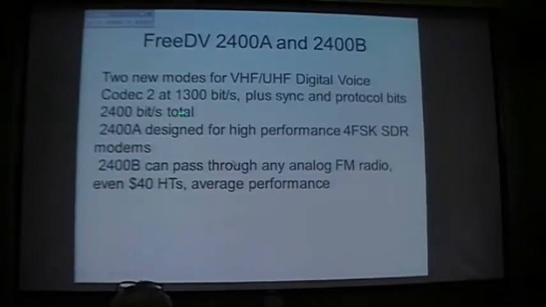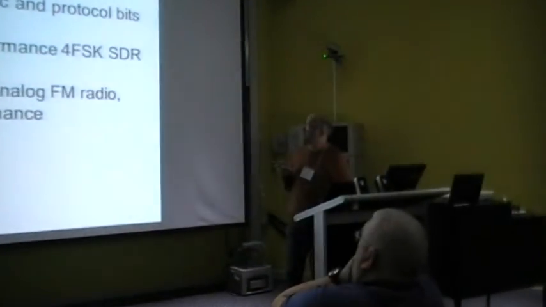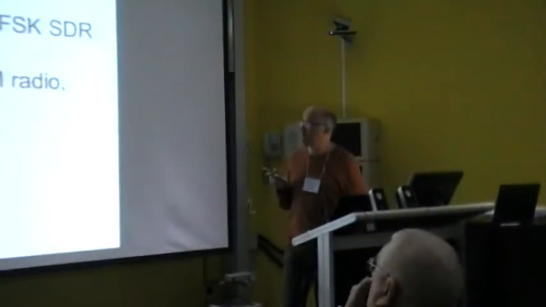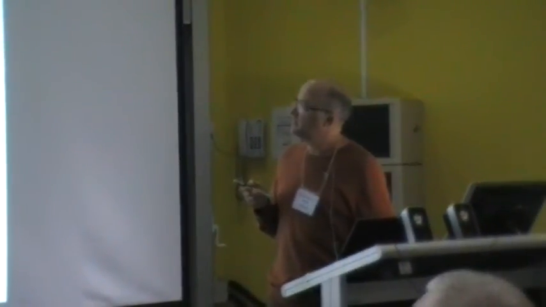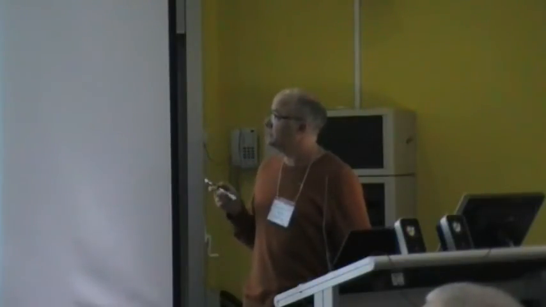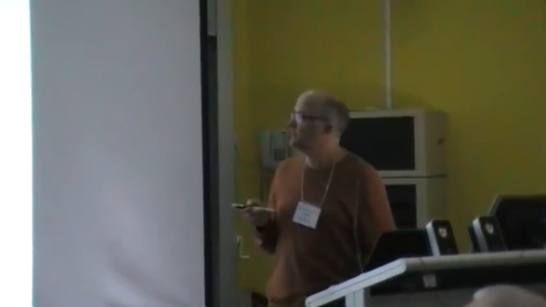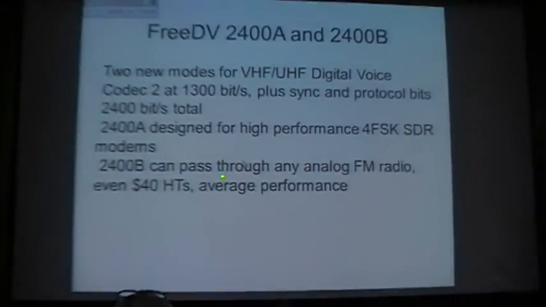That's then expanded out to 2400 bits per second over the channel by adding some synchronisation and protocol bits. And there's also a few spare bits, which I'll talk about in a little while. There's two modes. 2400B is designed for high performance. It uses 4 FSK, so frequency shift keying with 4 different tone frequencies. And you need an SDR modem, or a modem implemented on an SDR to use it. 2400A can pass through any FM radio, even a $40 HT with average performance.